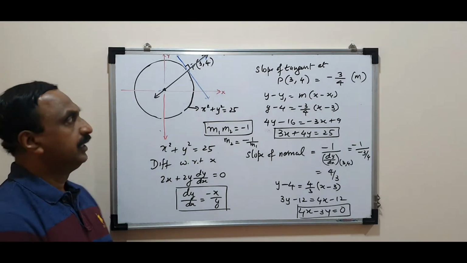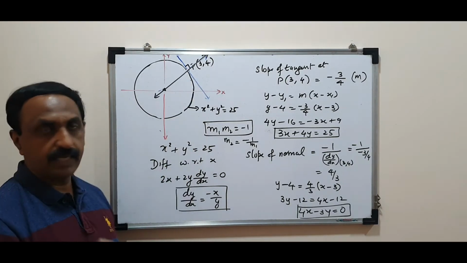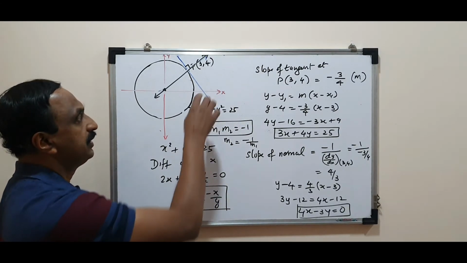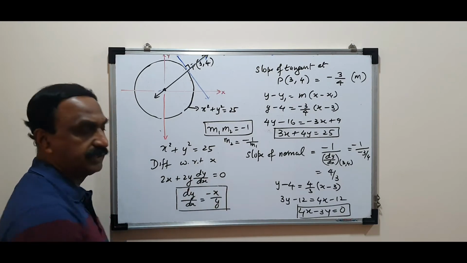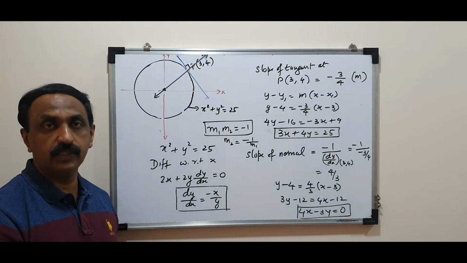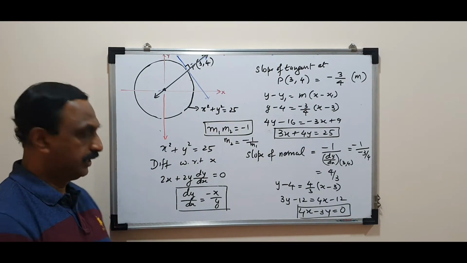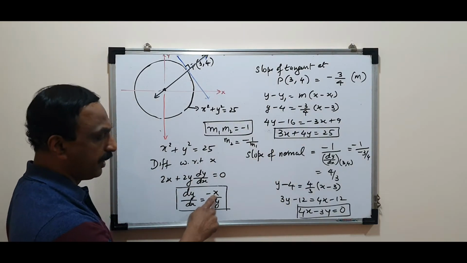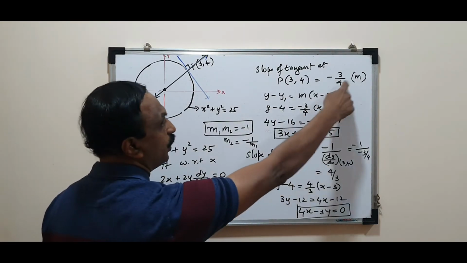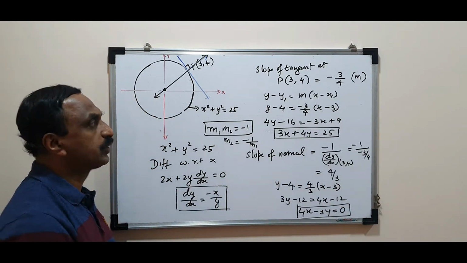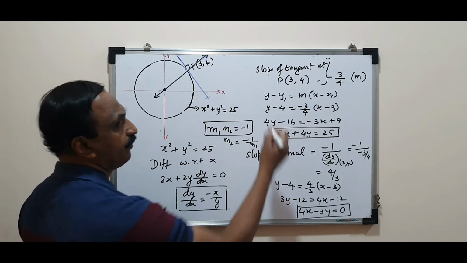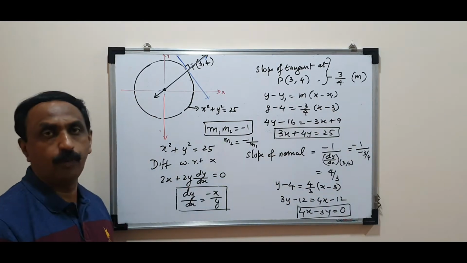So first thing, if I want to find the slope of the tangent, take the equation of the curve, differentiate it. Whatever the derivative you get, it is a formula to calculate the slope of the tangent at every point. So we want slope of the tangent at 3, 4. So we replace x by 4 and y by 3, you got the slope of the tangent. After we got the slope of the tangent, what we did? We found out the equation of the tangent, slope point form.